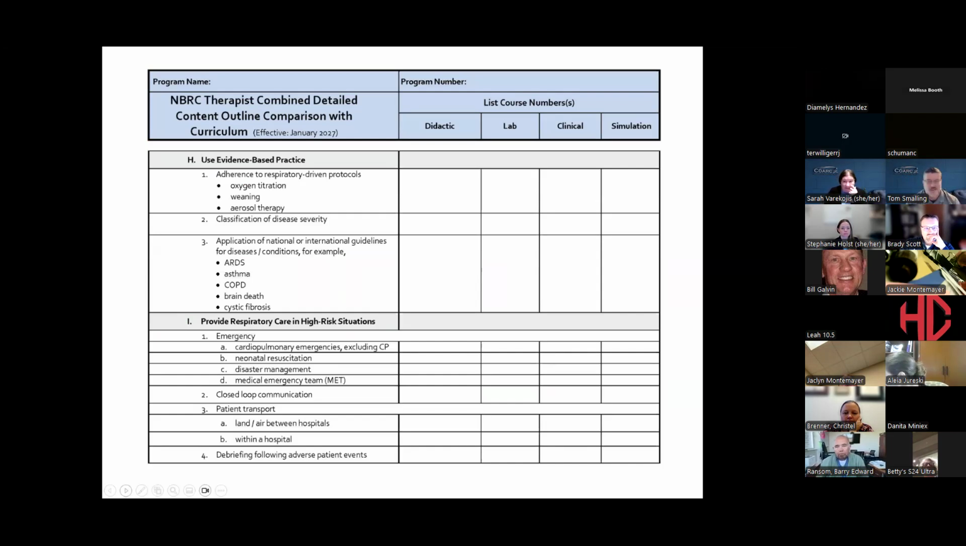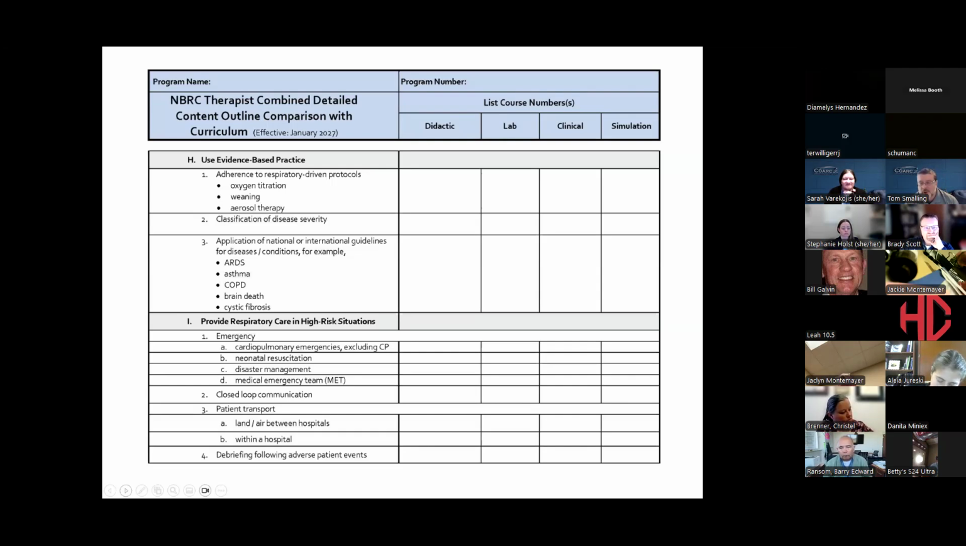Respiratory-driven protocols for oxygen titration or weaning and all that. Some of you may say, when you went through this the first time, oh my God, we're not doing that. Okay. So listing a course is fine, and you can still do that. We're not asking you to fill out every little spot on this grid.